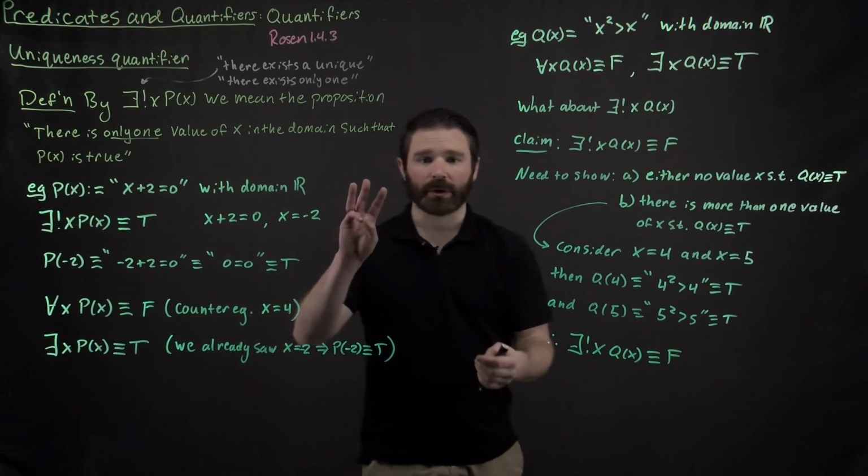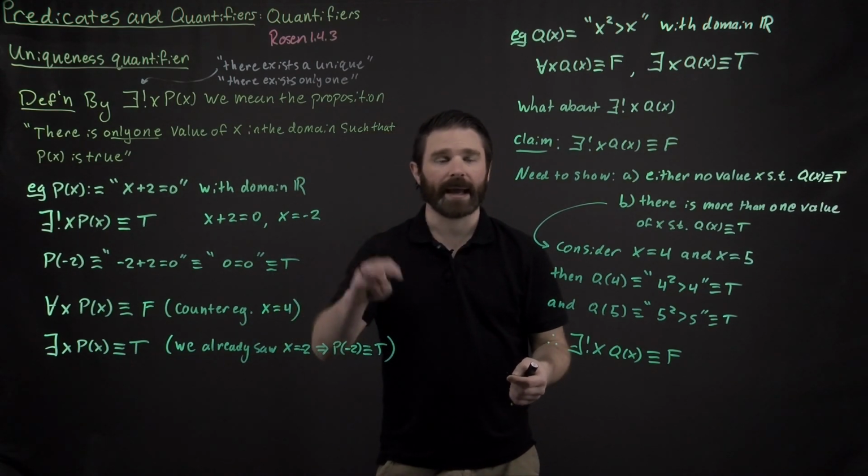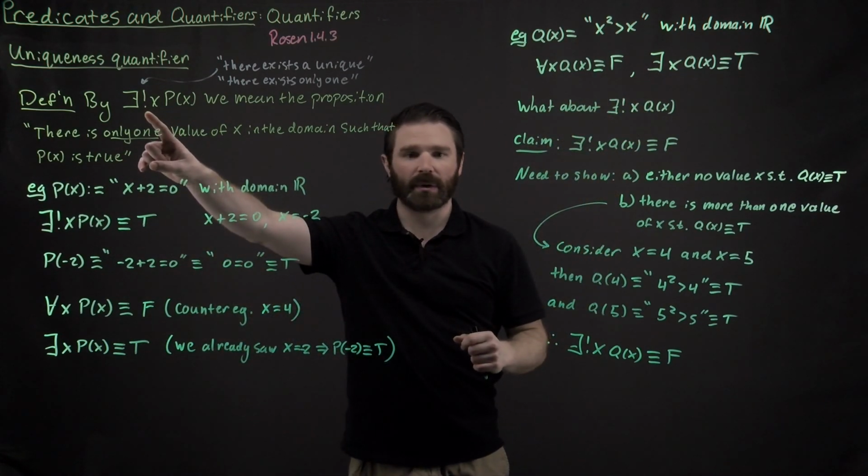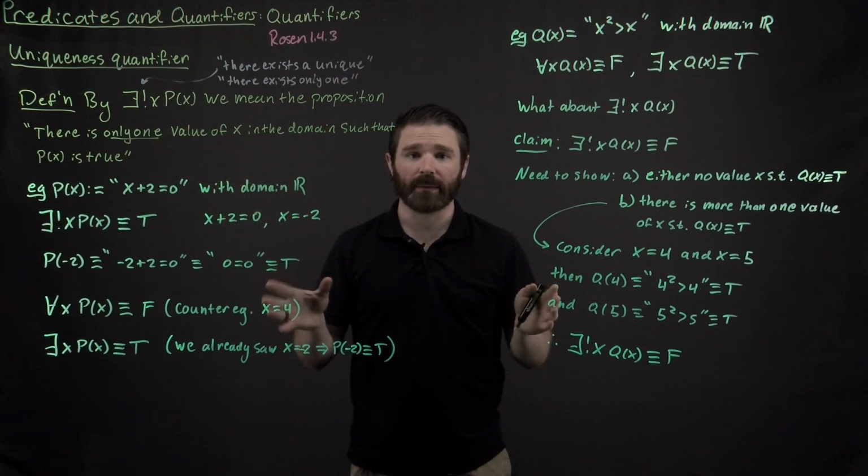So there we go. Those are our three main quantifiers. We have universal, existential, and uniqueness quantifiers. Those are going to be the main ones that we are going to be considering.